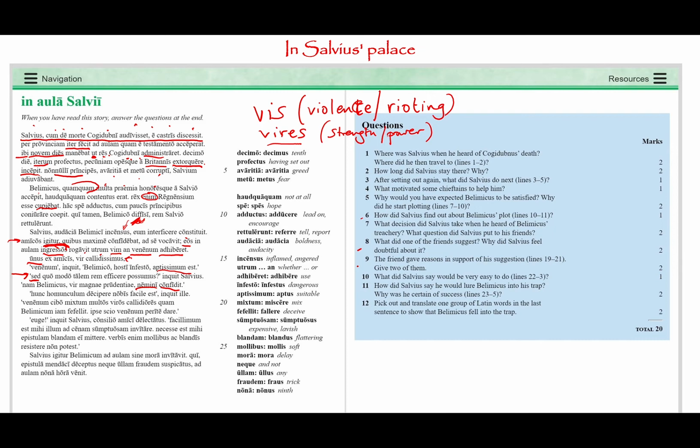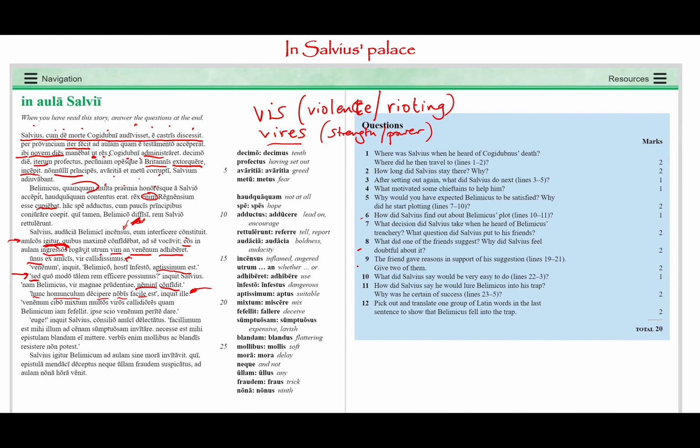The friend gave reasons in support of his suggestion. Give 2 of them, lines 19 to 21. Okay, this is the relevant bit here. It is easy, facile est. Note the use of the neuter there, facile. It is easy, nobis, for us, decipere, to deceive this homunculum. That's a diminutive form, not hominem, but a sort of lower form of man, if you like, homunculum, like little man. It's clearly an offensive term to demean him, a diminutive form.